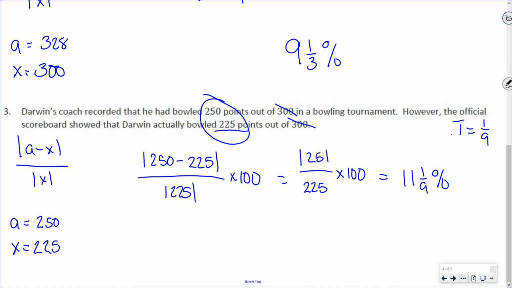And there you go. This is it. That's all you're doing is using these formulas. It's a simple plug in and solve. But you got to make sure you find the exact value. That X has got to be correct. Because if we had used 250 on the bottom, we would have gotten an entirely different percent. So you got to be careful. You got to use the right value at the right time.